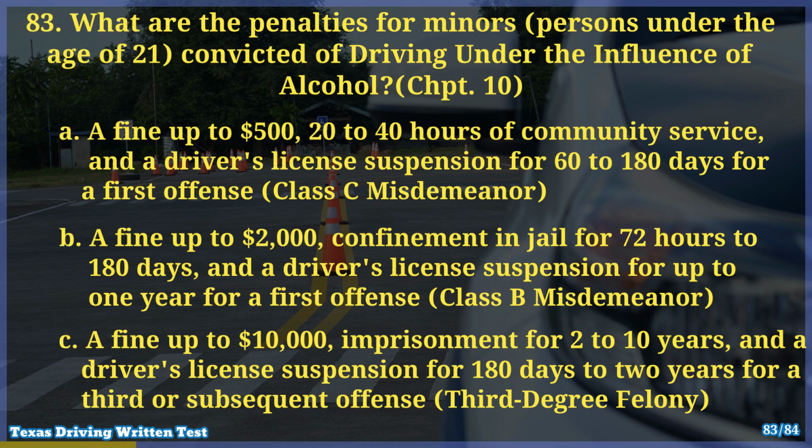83. What are the penalties for minors, persons under the age of 21, convicted of driving under the influence of alcohol? A. A fine up to $500, 20 to 40 hours of community service, and a driver's license suspension for 60 to 180 days for a first offense, Class C misdemeanor. B. A fine up to $2,000, confinement in jail for 72 hours to 180 days, and a driver's license suspension for up to 1 year for a first offense, Class B misdemeanor. C. A fine up to $10,000, imprisonment for 2 to 10 years, and a driver's license suspension for 180 days to 2 years for a third or subsequent offense, third-degree felony.